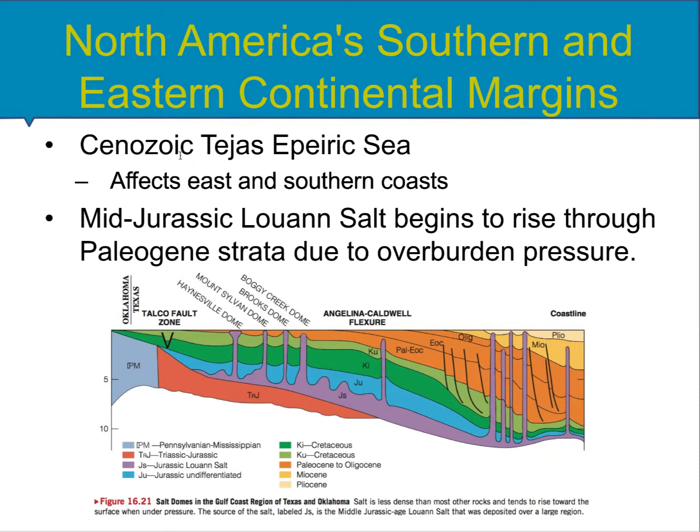The Tejas Epeiric Sea really affects mostly the east coast. We don't really see it much in the west coast here. And also what's going on is, remember that we had all those evaporites in the Gulf Coast region, the Louann salt deposits. And during Paleogene time, we're developing these salt domes. And remember, those are the ones that are associated with petroleum deposits. So here the Jurassic salt domes are making their way up because they're less dense than the surrounding rocks. And they make these salt domes here in the Gulf Coast region.